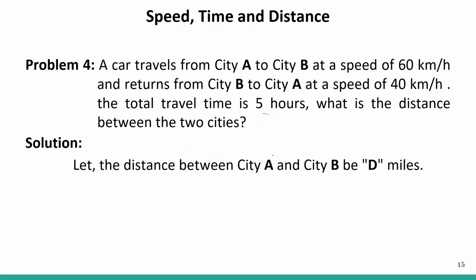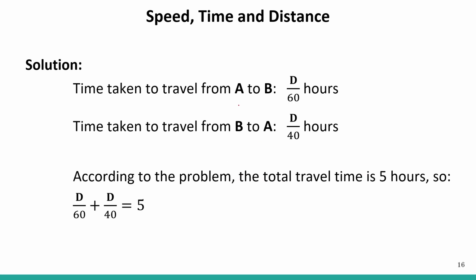Okay. Let the distance between city A and B be D miles. So the time taken to travel from A to B will be what? D by 60 hours. The time taken to travel from B to A will be D by 40 hours. So according to the problem, the total travel time is 5 hours. So D by 60 plus D by 40 is equal to 5.